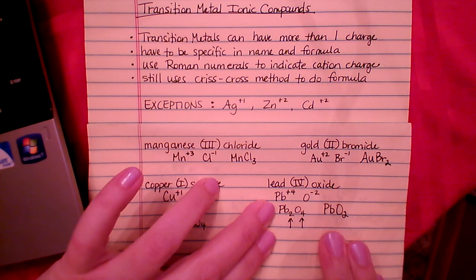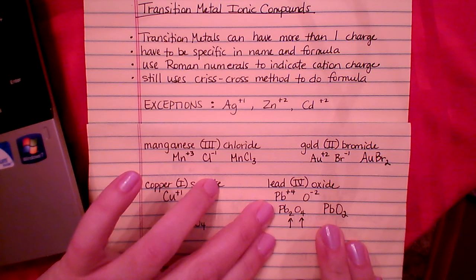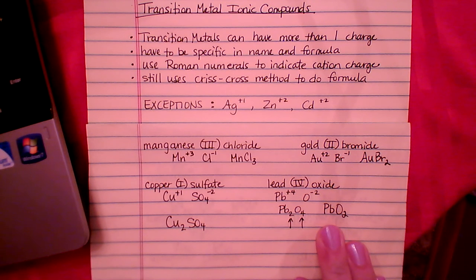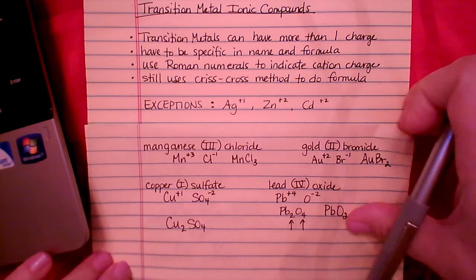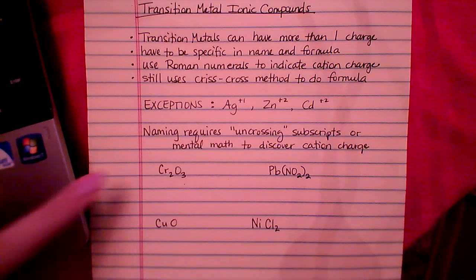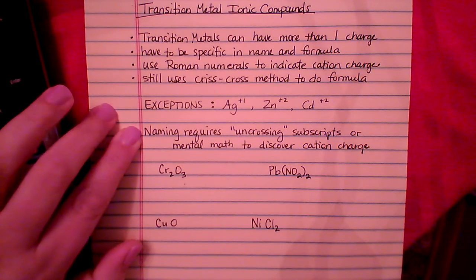which makes it a little bit more difficult when you are writing the names for the compounds, because you're not always sure that your subscripts are exactly how they appear on paper. Because if they've been reduced, your subscripts are going to give you a different charge on your cation. So naming, remember, requires uncrossing the subscripts.